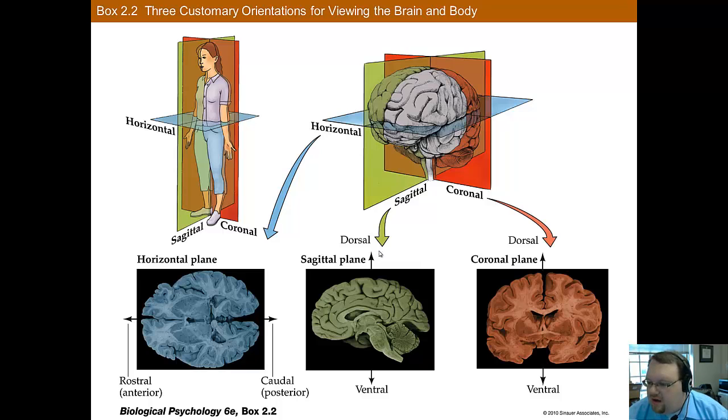So you also have a sagittal plane, which is again cutting it down the middle. So you have just one hemisphere. So you do have a dorsal. And the coronal plane, cutting it front to back, so you could look at either the front or the back of the brain. Made sense?